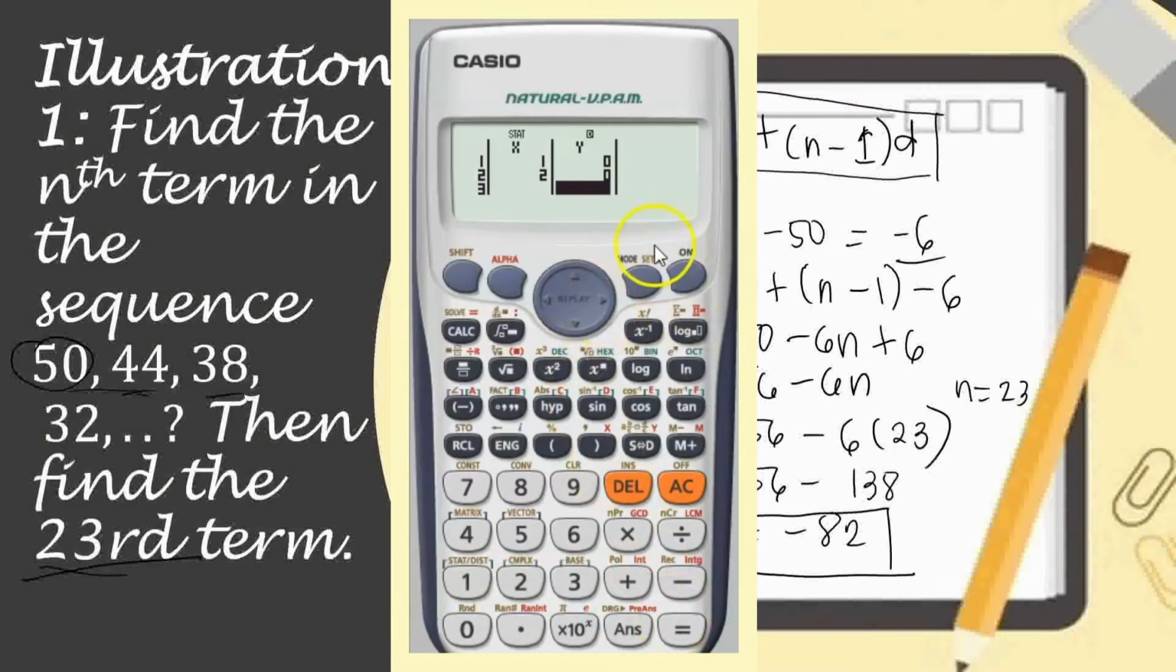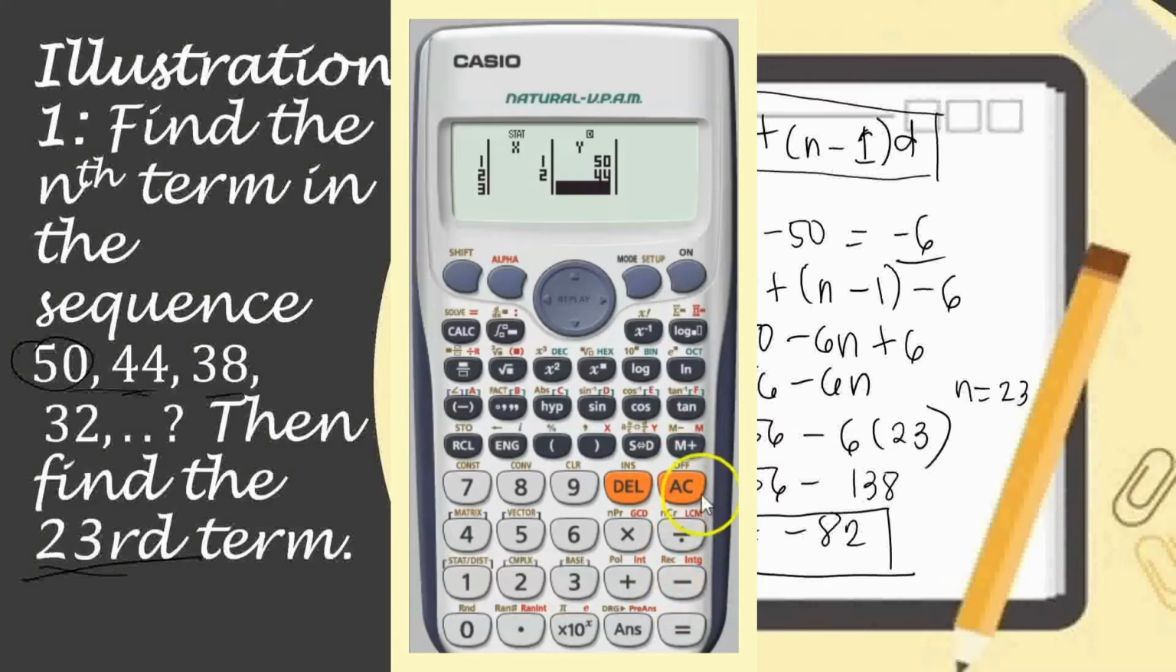So, yung first term, that is 50. Ilagay natin 50 equal. And then yung second term, that is 44. Kahit dalawang terms lang yung ilagay natin dyan, kahit hindi na natin ilagay lahat, pati yung 38 and 32, mako-compute na agad nung calculator yung common difference.